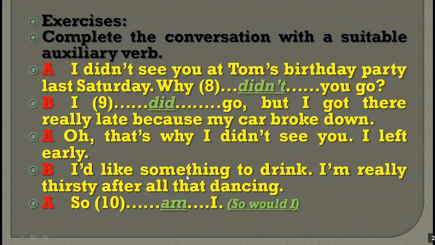I left early. I'd like something to drink. I'm really thirsty after all that dancing. So am I. Okay, so if I'm agreeing with that statement that I am thirsty, I'm going to use the same tense here. I am thirsty, so am I. But if you're agreeing with this statement, I would like something to drink, so you have to use the same modal. So would I. Both are correct here.